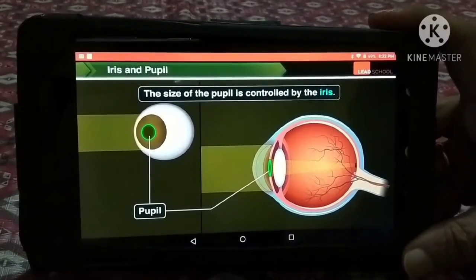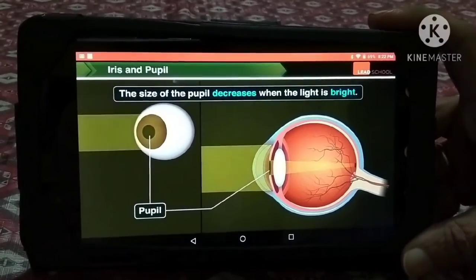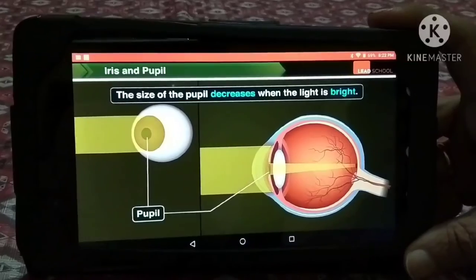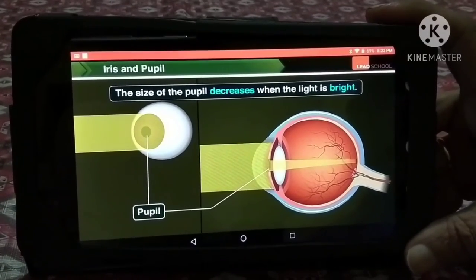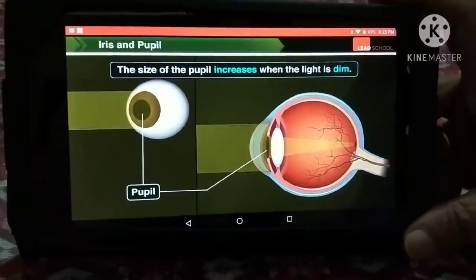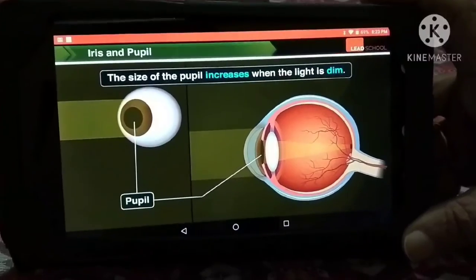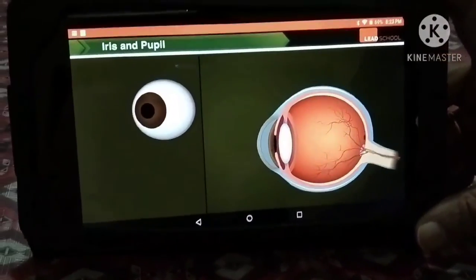The size of the pupil is controlled by the iris. When the ambient light is bright, the pupil becomes smaller. This restricts the amount of light entering the eye. When the ambient light is dim, the pupil becomes large. This allows more light to enter the eye, which helps us see objects.